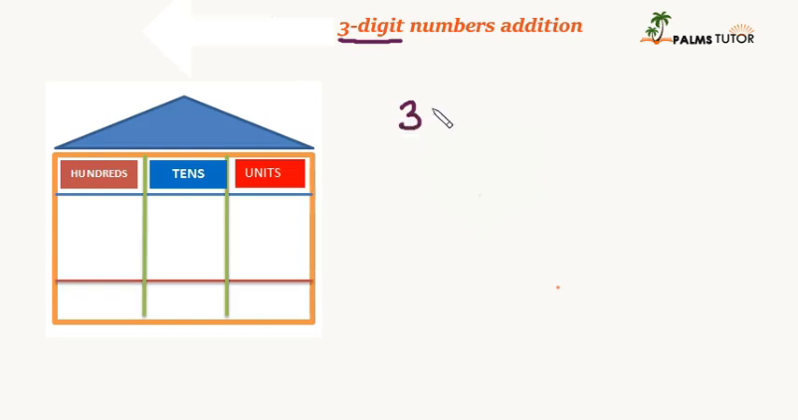328. From your left. From your what? Left. So we start from the hundreds room. That's 3, so we have 300. 2 tens. How many units? 8 units. That's 328.